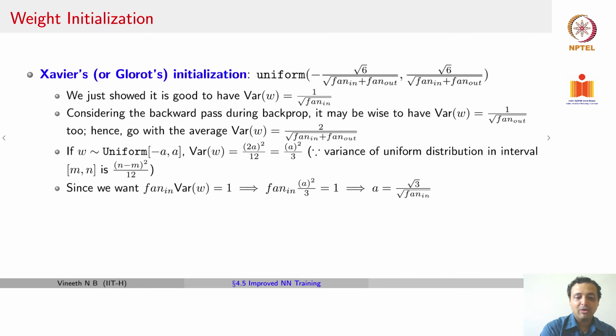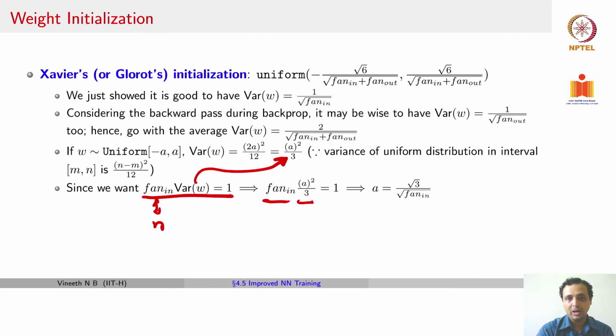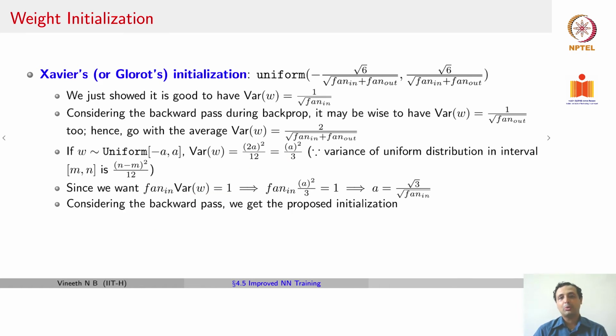We said that fan-in into variance of W must be 1. Fan-in is the same as n on the previous slide. We said we want this. We know that variance of W coming from a uniform distribution from an interval is a squared by 3. Putting these two together, we want fan-in into a squared by 3 to be 1, or a to be root 3 by root fan-in. And now considering the backward pass and the forward pass, you get Xavier's initialization to be minus root 6 by root fan-in plus fan-out to plus root 6 by root fan-in plus fan-out.